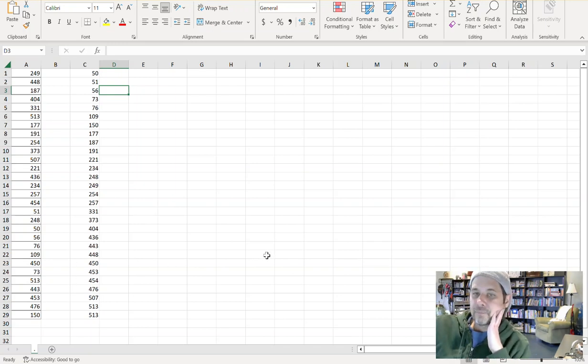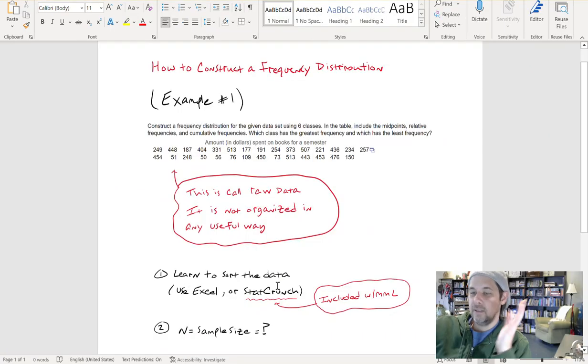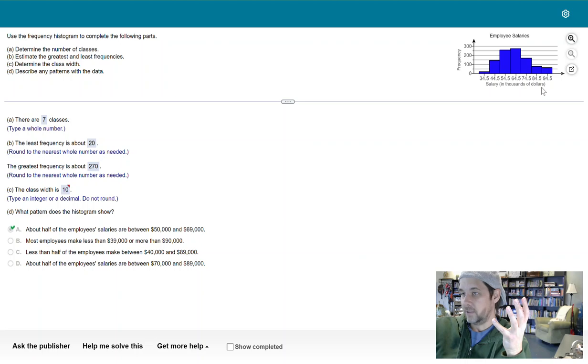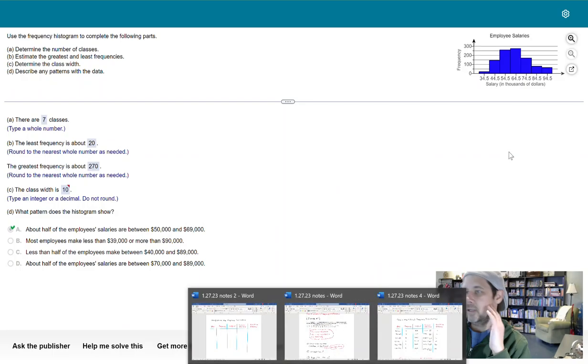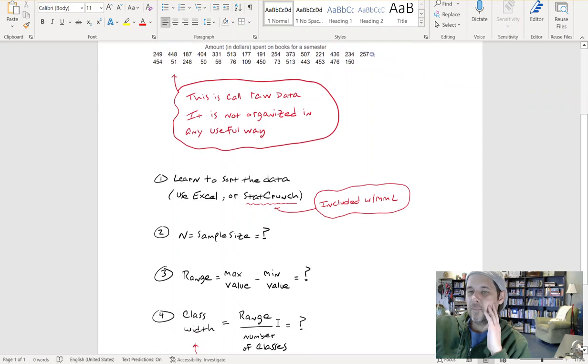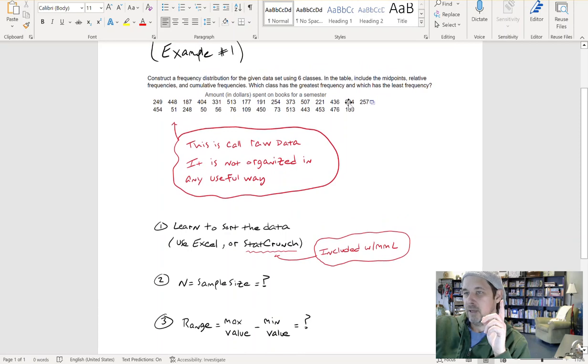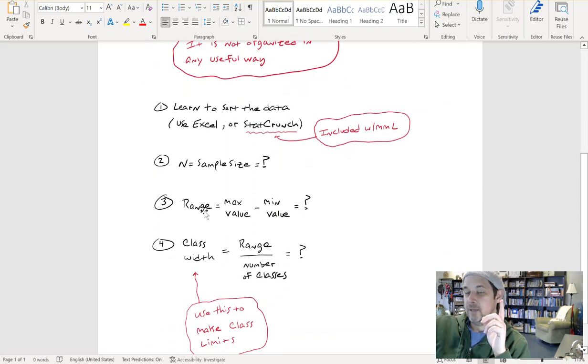Okay, so let's find some things about this data set, and I want to take it full circle to tell you a little bit more about what's happening here and where this came from. Because you may have to make one of those from scratch in some of these questions, and I can explain why we find the class width by just subtracting any two adjacent midpoints. So what I need to know are three things: the sample size, meaning how many numbers are in here, the range, which is the max value minus the min value, and the class width.